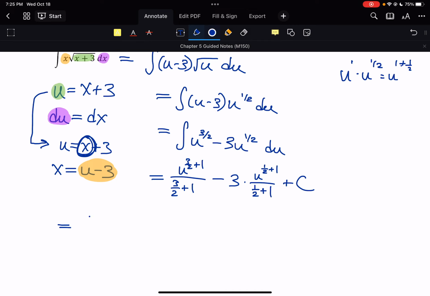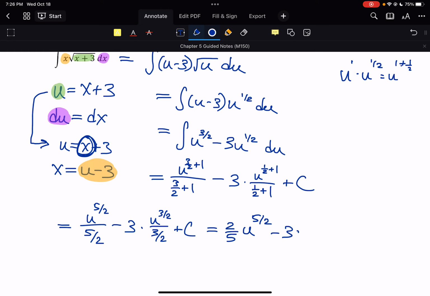3 halves plus 1 is 5 halves. So we have u to the 5 halves over 5 halves minus 3 times u to the 3 halves over 3 halves plus c. Use multiplication by the reciprocal for these. So this is 2/5 u to the 5 halves minus 3 times 2/3 u to the 3 halves plus c. And it's mostly just algebra at this point, so cancel the 3's, which I'll just do that right now. So this one, we're just left with a 2 there.